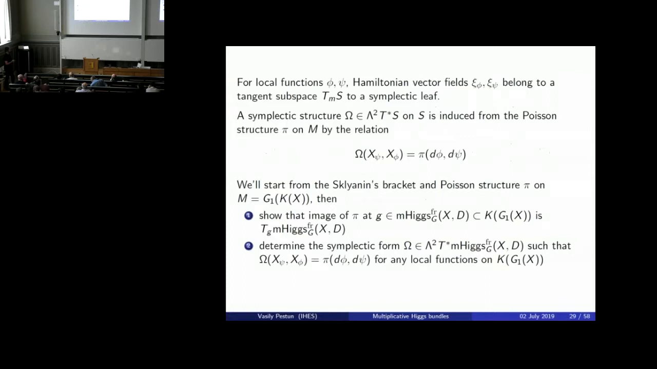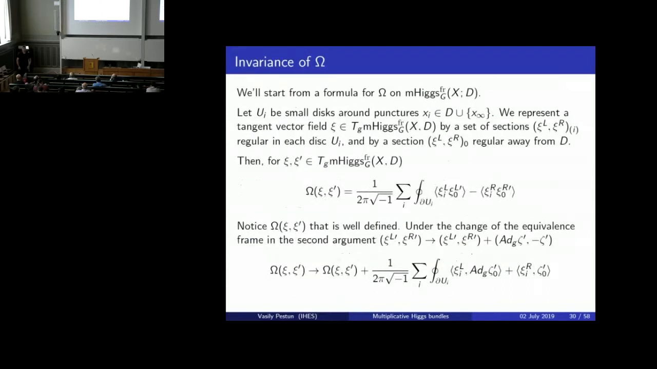Okay, so we'll start from the Sklyanin bracket and Poisson structure on the loop group, and we'll show two points. We'll first show that the image of pi of the Poisson structure belongs to the tangent space to the multiplicative Higgs bundles. Second, we'll determine the symplectic form such that if we evaluate it on the Hamiltonian vector fields, it coincides with the evaluation of the Poisson structure on the differentials of these functions. So now we'll go to very concrete formulas.